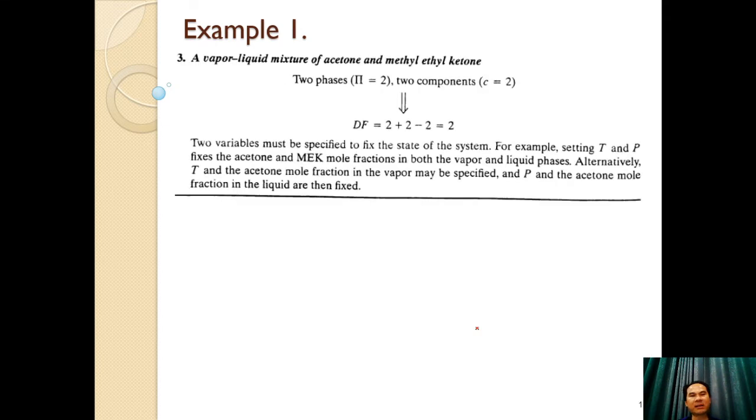And the next example, a vapor-liquid mixture of acetone and methyl ketone. In this case, we have 2 components, acetone and methyl ketone, and 2 phases, vapor and liquid. The degree of freedom is 2 plus 2 components minus 2 phases. We get 2 degrees of freedom. If we would like to know the properties of the vapor-liquid mixture, you have to specify at least 2 intensive properties. Mostly we specify temperature and pressure, and then you can calculate the mole fraction of acetone and methyl ketone in the mixture, something like that. This is an example.